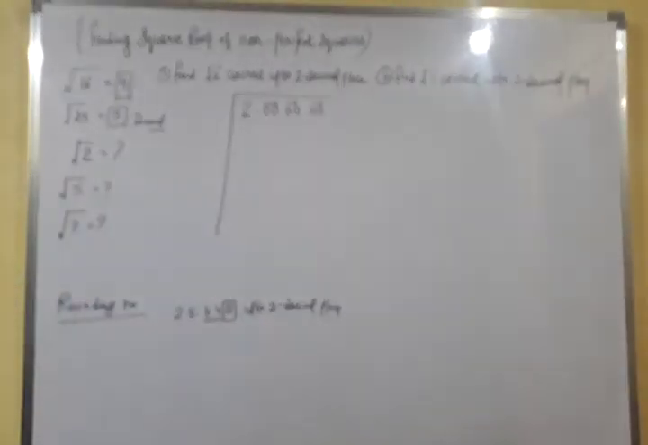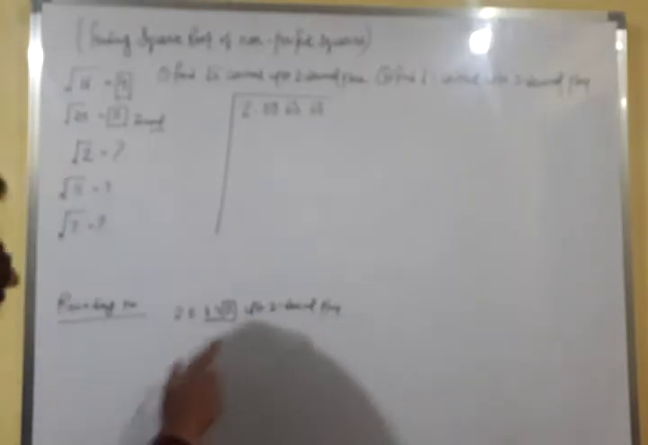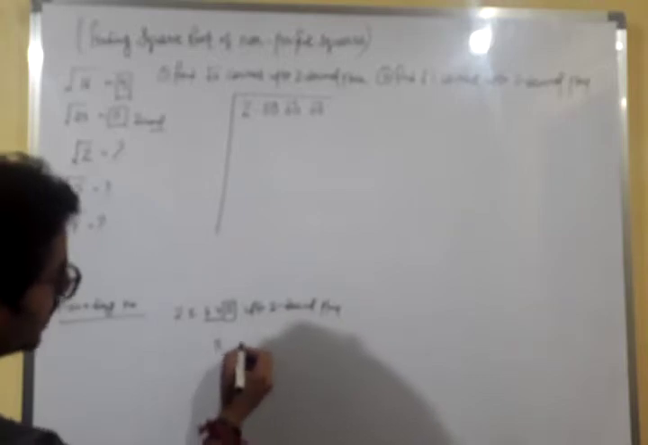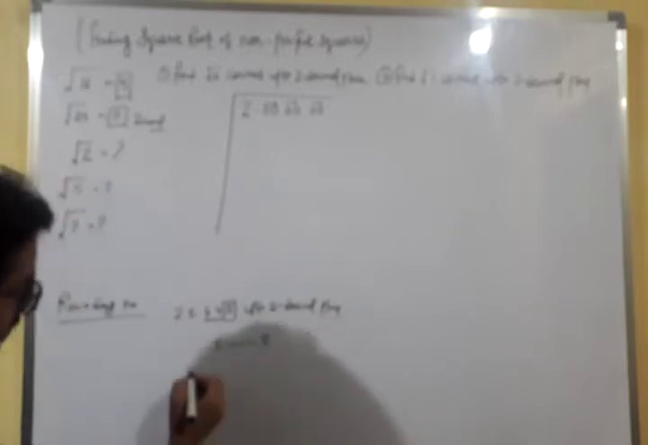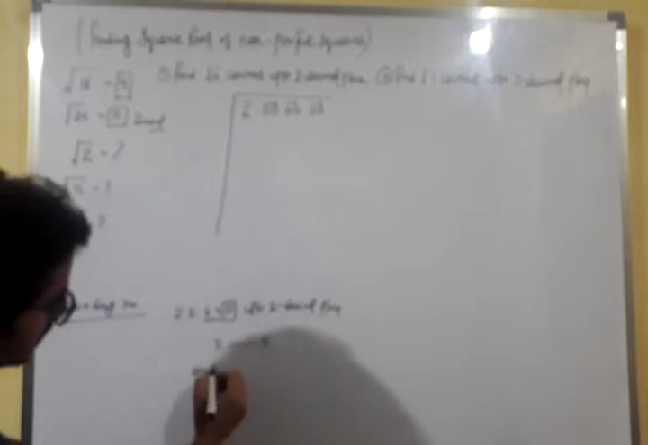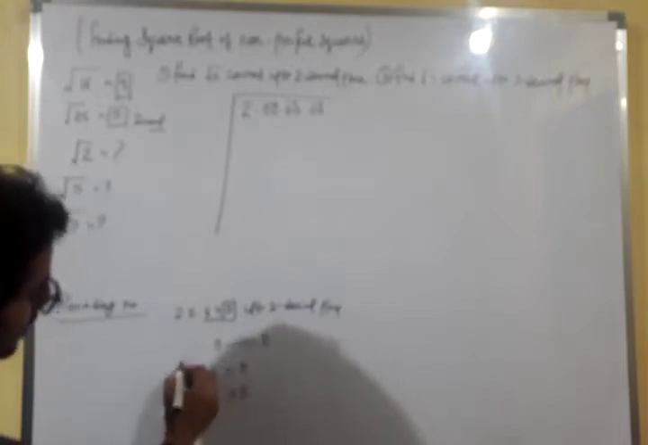Because the digit written at the third place will be compared with 5. Here it is 5, so it will be compared with 5. If the digit is equal to 5 or the digit is greater than 5.